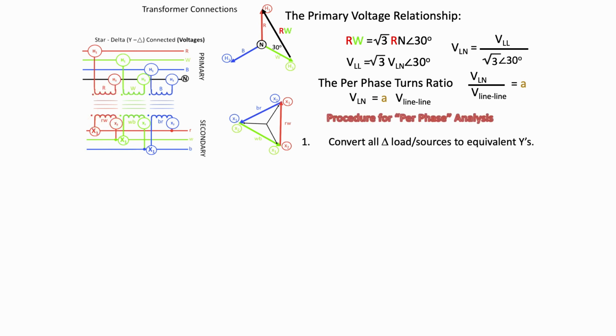Now, as I said, I want to develop a per-phase equivalent circuit. So in starting to do a per-phase analysis, we have to work with Y-connected sources and loads. So we have to convert all of our delta sources and loads to Y connections. So I'm going to develop a hypothetical neutral on the secondary side because there isn't one, but because it is a balanced system, I can develop a hypothetical neutral for the secondary.